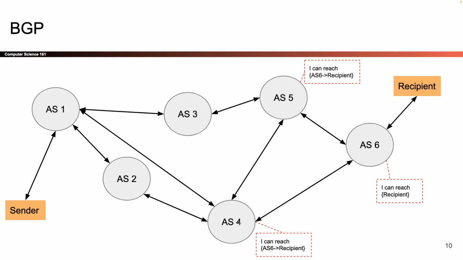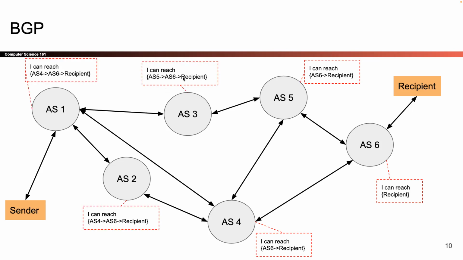Okay, so 4 and 5, they reasoned this out, they announced these to the world and all of its neighbors, and now 3 knows, okay, well, if I want to reach the recipient, I don't have a direct connection, but I think back to all the things I've heard, and I remember, oh, number 5 said that they can reach the recipient through 6 or whoever else. So if I ever want to go to the recipient, I'll just send it to 5 and let them take care of it. And so 3 realizes that 3 can reach the recipient by sending it to 5 and letting 5 take care of it the rest of the way.